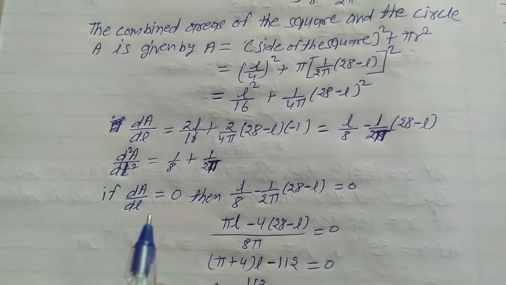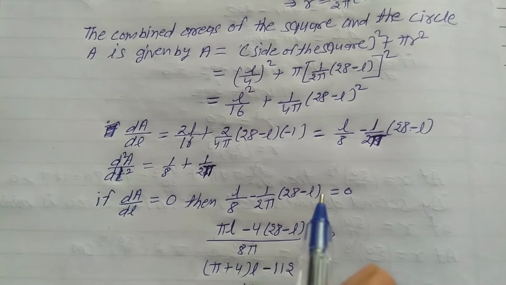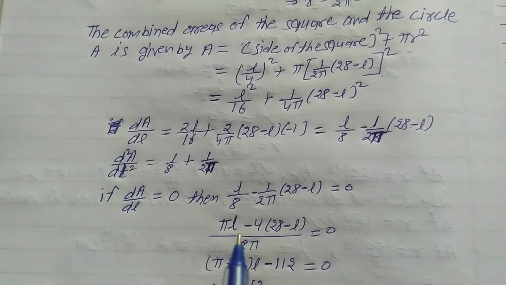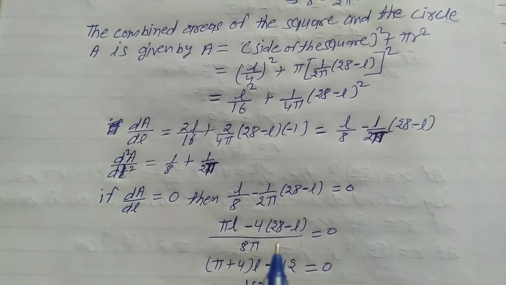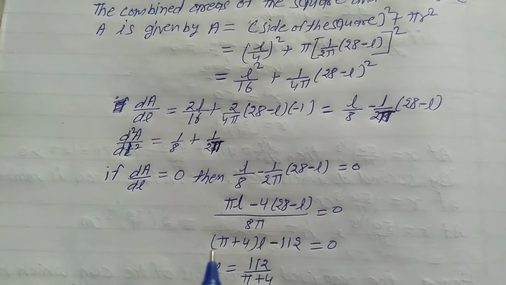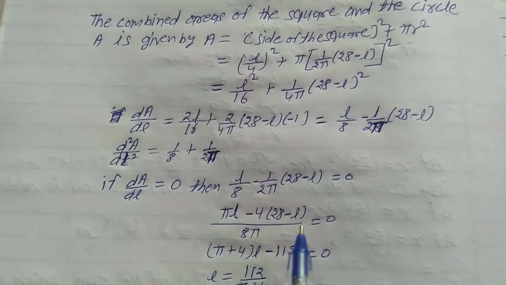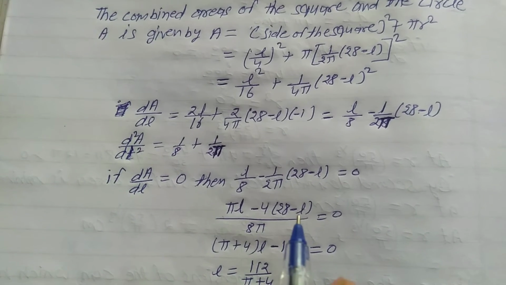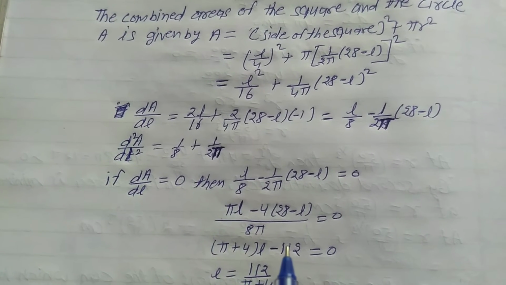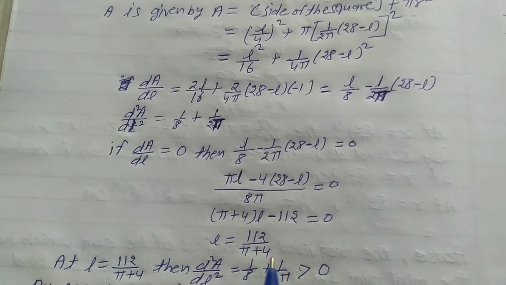If dA upon dL is equal to 0, then L upon 8 minus 1 upon 2 pi into (28 minus L) is equal to 0. So take the LCM, which is 8 pi: (pi L minus 4 times (28 minus L)) upon 8 pi is equal to 0. So 8 pi is transferred to the other side, and the minus 4 is multiplied inside, so here is plus 4L. Taking L as common, (pi plus 4) into L minus 112 is equal to 0, so L is equal to 112 upon pi plus 4.